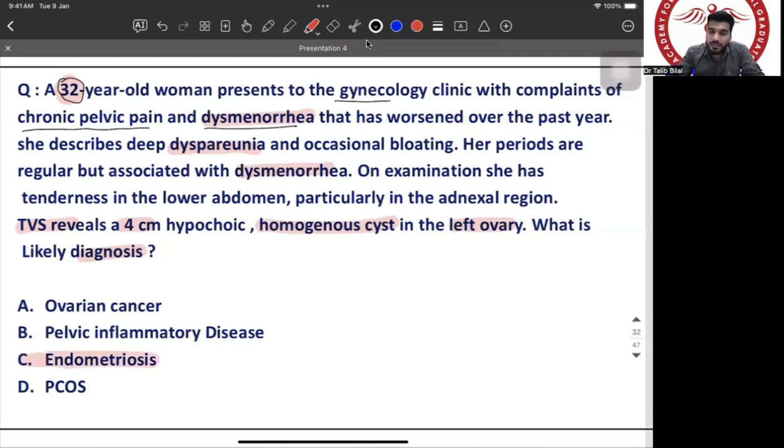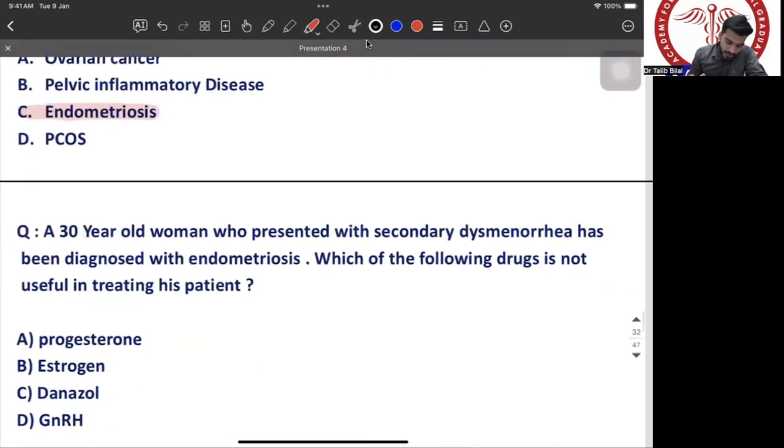Patient will have increased TLC counts. Patient will be complaining of the fever and other features. Any discharge? Why not PCOS? Patient will be complaining of hirsutism, acne, anovulation, amenorrhea. All that Rotterdam criteria will fall into place. So the classical answer of this question is going to be endometriosis. Is that clear? The next question, guys.